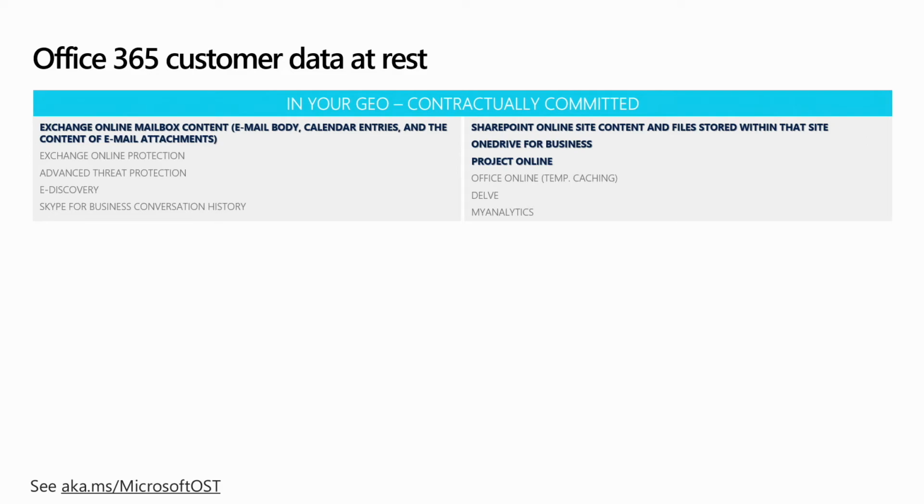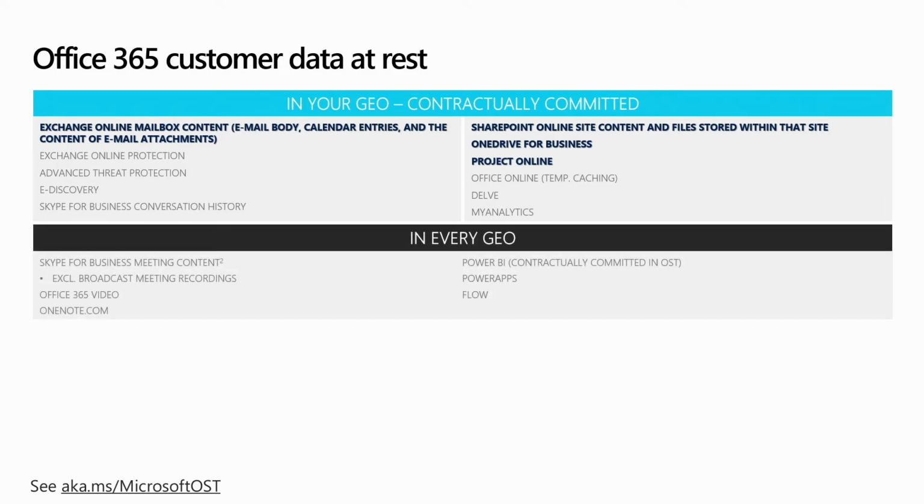This slide details where your Office 365 customer data is stored at rest for the various services in Microsoft 365 per our commitments in the Microsoft Online Services terms. Our contractual commitment to store customer data at rest within your Geo is documented in the Microsoft Online Services terms. Check out the link aka.ms/MicrosoftOST. As a part of this commitment, we state that for Office 365, Exchange Online mailbox content, SharePoint Online site content, and files stored within that site, OneDrive for Business and Project Online will remain stored at rest within the Geo you've provisioned your tenant in.